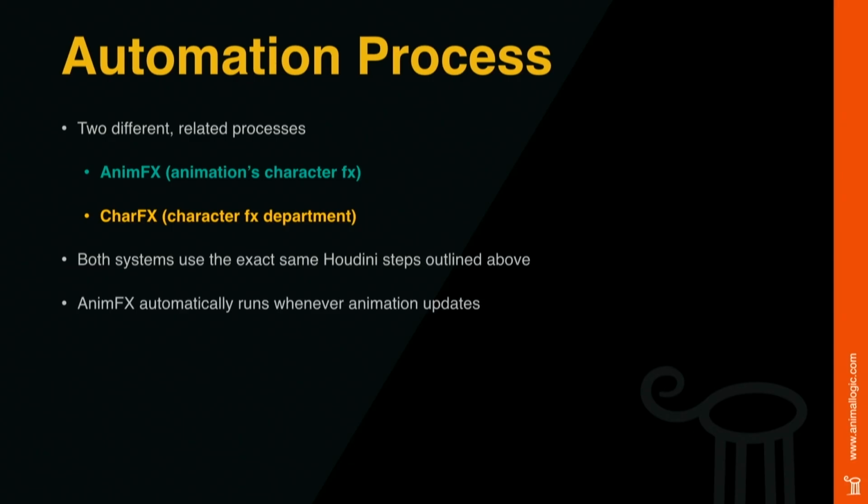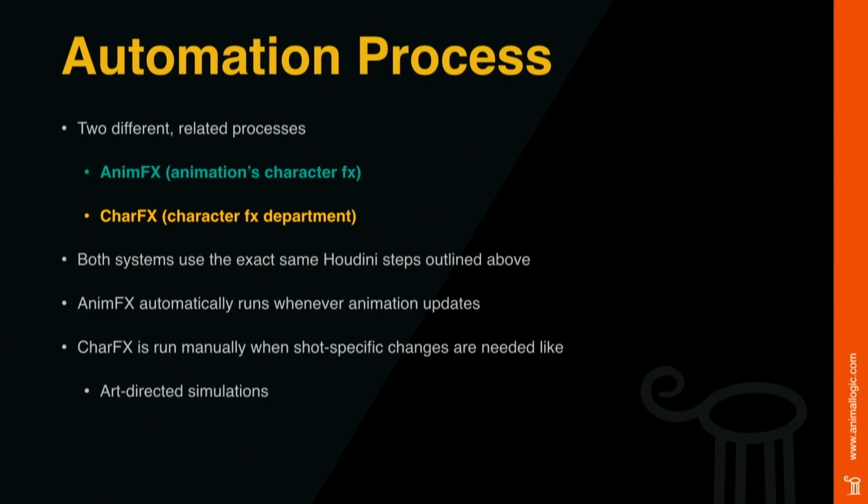Anim effects runs automatically whenever the animation department checks in keyframes, whereas char effects is manually run whenever shot-specific changes are needed. So things like a simulation that needs to be art directed, or maybe a complicated collision in a shot, or possibly simulation errors like jitters or pops that might come.